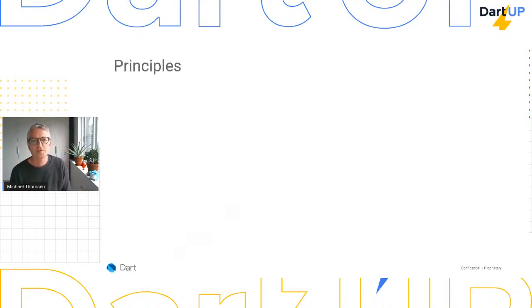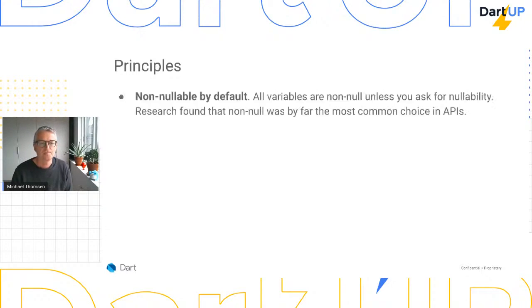Let's talk about the principles. And these are some principles we laid down very, very early on in the design process as we were getting going on null safety. The first one is we want types to be non-nullable by default. So if you don't make a choice and you can create any variable, say of type integer, we want the default to be that that variable can only hold integers. It cannot hold nulls.